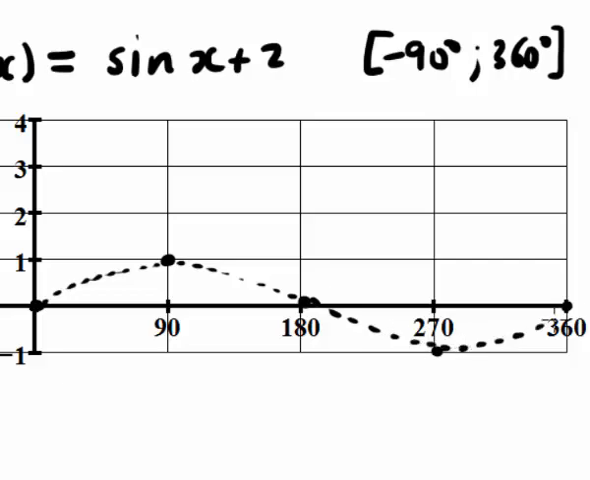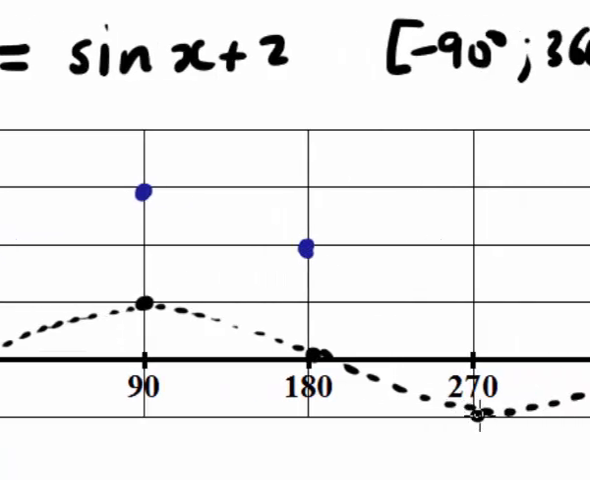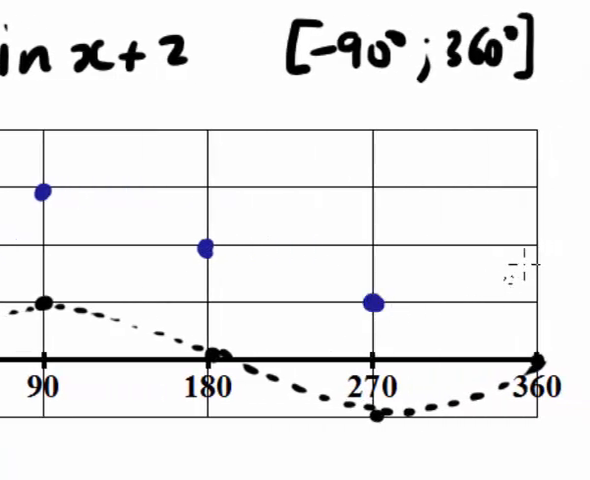Now, what is going to happen? Unlike having 2 sin x, when you add 2, it's like all the other graphs that you deal with. You're simply going to lift those points by 2. So in other words, that point goes up to there. This one lifts to 2. So sin 90 is 1, plus 2 is 3. Lifts up there. 180 lifts up to there. 270, that point there lifts up to there and over here.